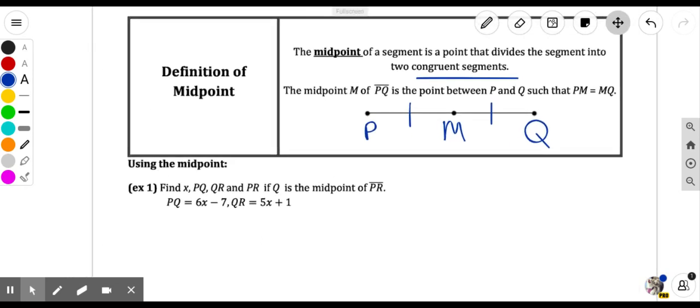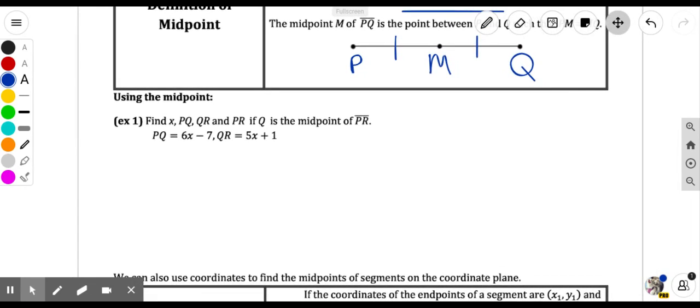Sometimes you might be asked to do an algebraic type midpoint question. These directions say find x, PQ, QR, and PR if Q is the midpoint of PR. Notice there's no picture here. In geometry, if you're ever given a prompt like this with no picture, you always want to draw a picture. So I'm going to draw segment PR.